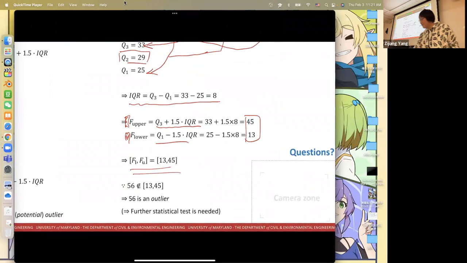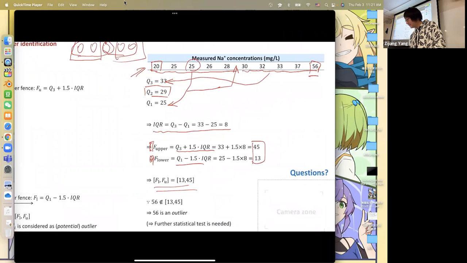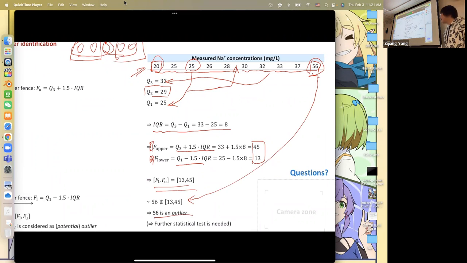And by having this range, we can see 20 is good, it's inside this range. But the maximum value, 56, is outside this range. So in this case, 56 is an outlier. So for question 1, this is the end of this question.